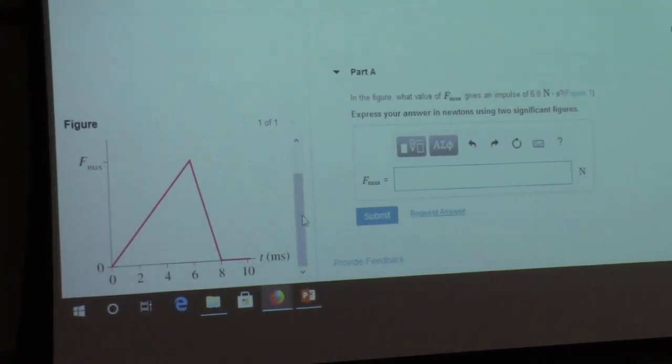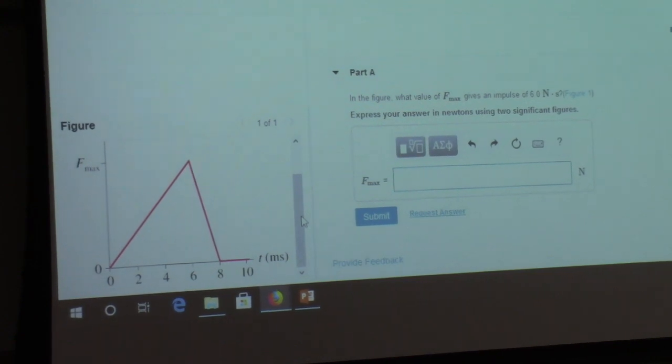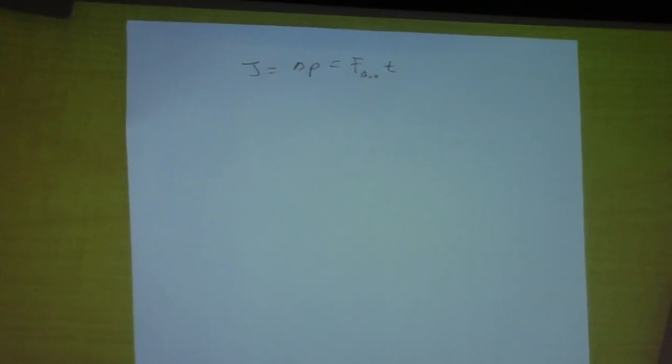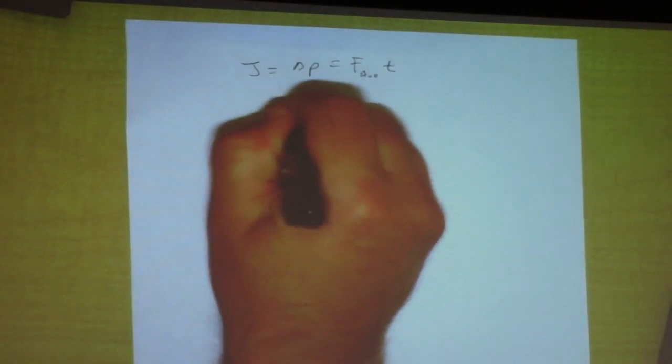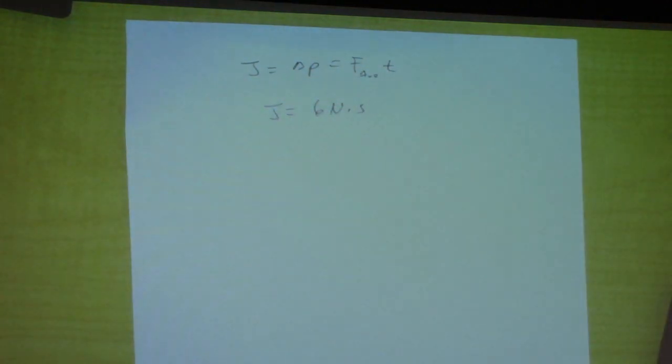Let's actually take a look at it. Do you have the same number, 6 newton seconds? Okay, good. Let's look at the area under the curve here. So again, impulse is change in momentum, average force times time, or you could think of it as the area under the curve. In this problem, they tell you how much the impulse is, 6 newton seconds. So that's the area under the curve.